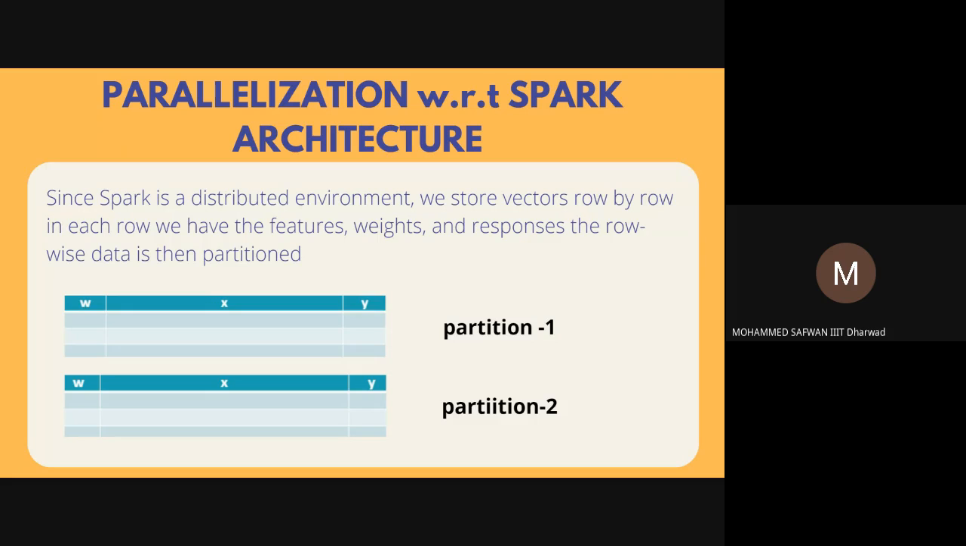So here we'll see parallelization with respect to Spark architecture. Since Spark is a distributed environment, we store vectors row by row. In each row, we have the features, weights, and responses. The row-wise data is partitioned. The partition data can have a number of features. The partitioning will be based on the default, which is the number of cores of our machine, and we can program it accordingly, an example of which will be shown in the upcoming slides. Next slide, please.